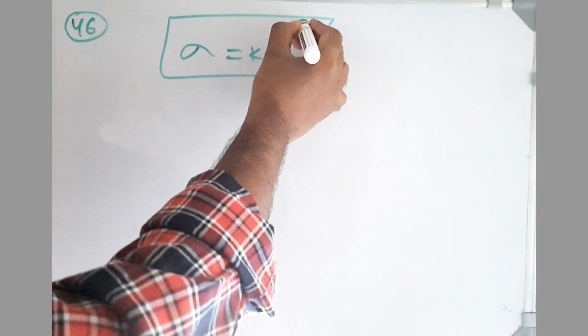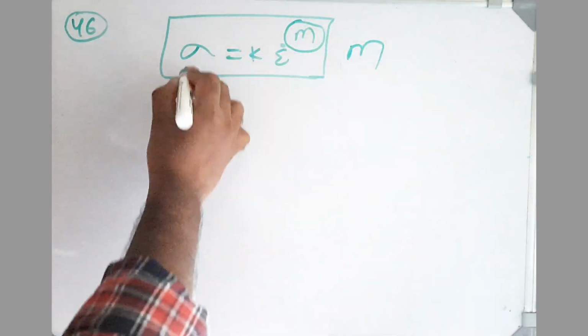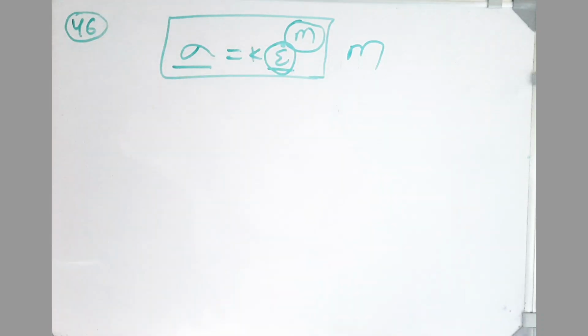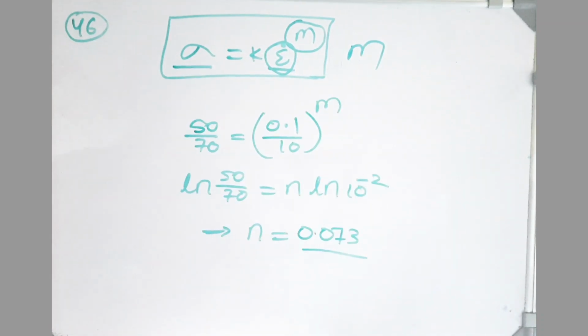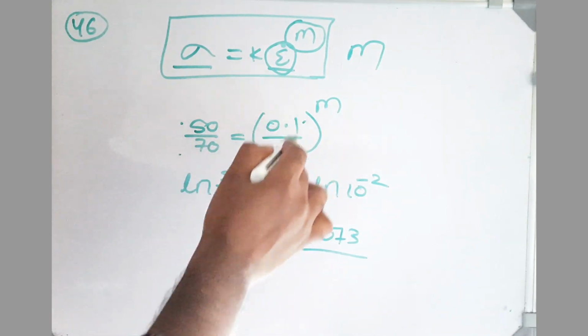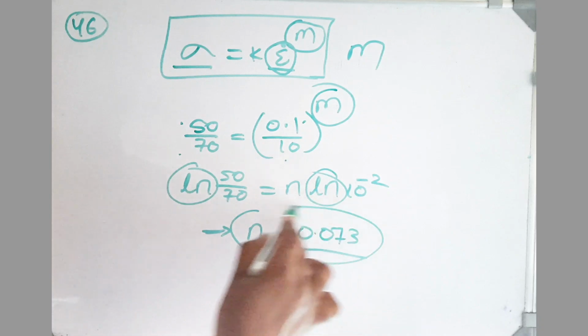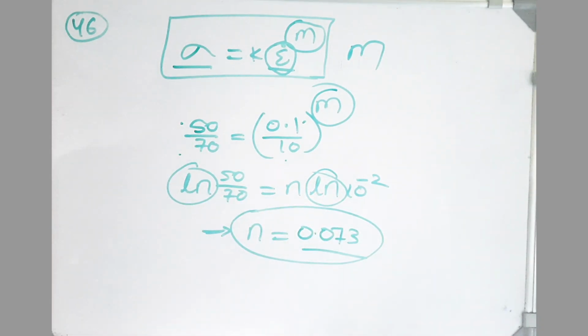Friends, 46 is we need to find the strain rate parameter n. Sigma 1 and sigma 2 are given, strain rate 1 and strain rate 2 are given. So just by taking the ratio, we get the answer. 50 by 70 is equals to 0.1 by 10 whole power n. We take ln on both sides, and by solving we get n is equals to 0.073.